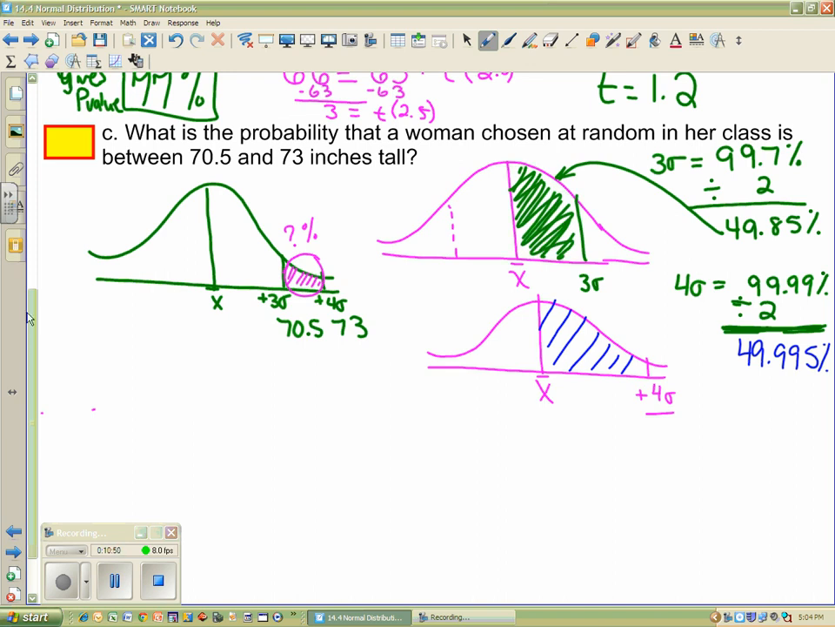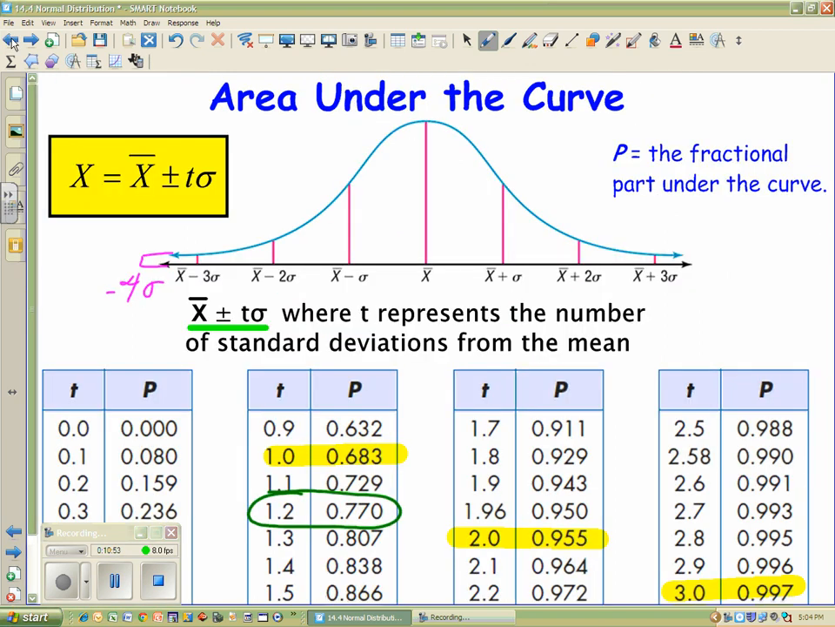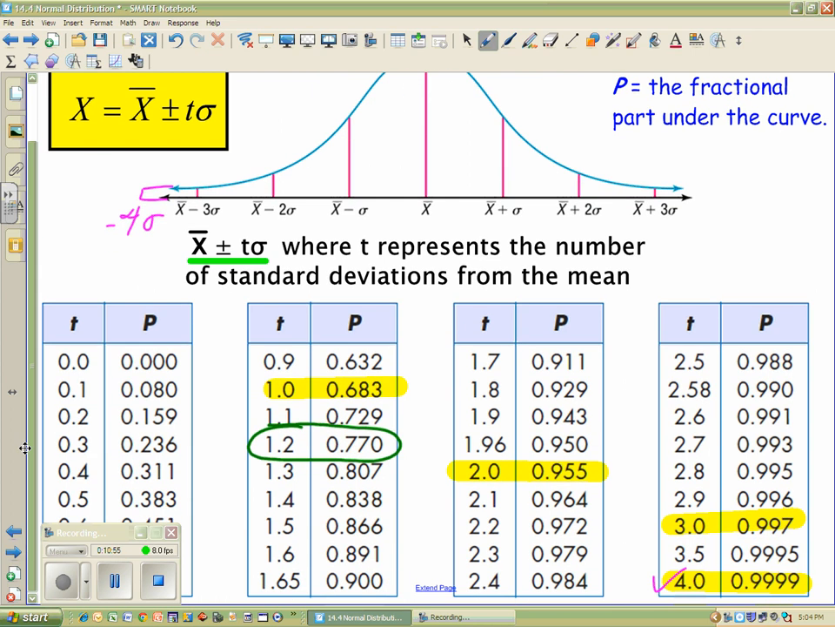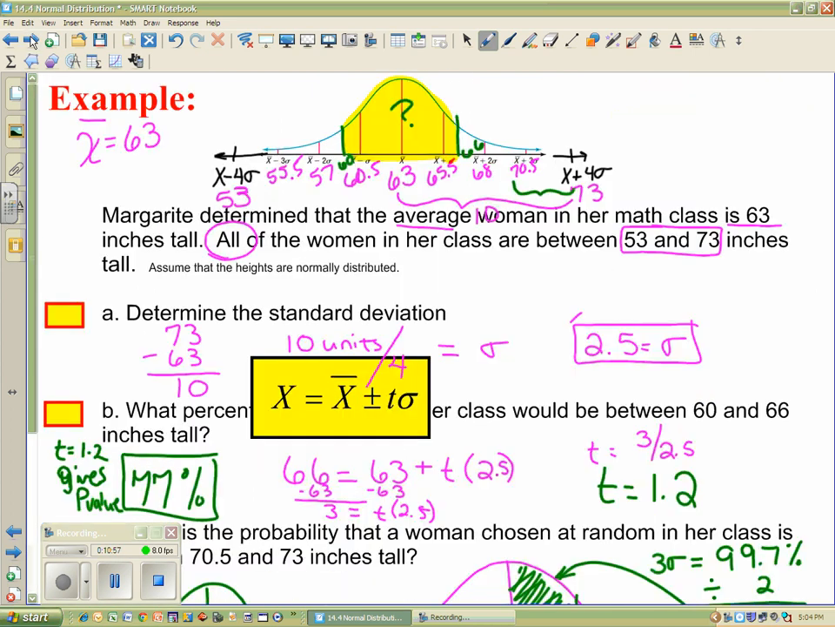Then I did the same thing. I went back to that PT chart and I looked up 4 standard deviations and I knew it was 99.99%.